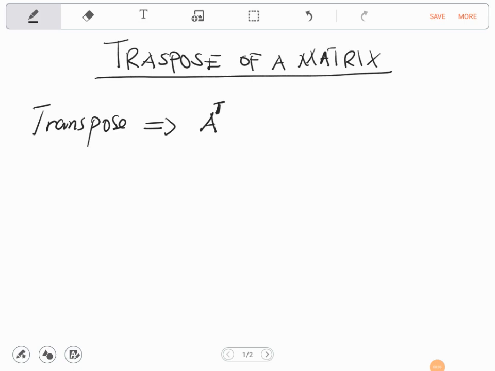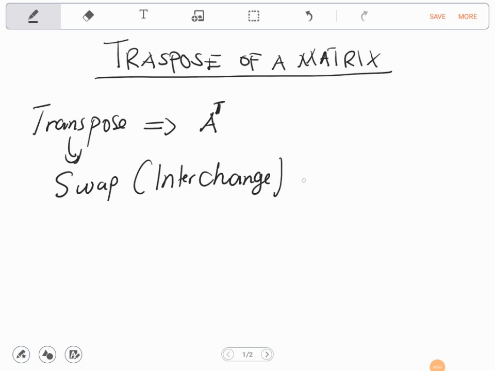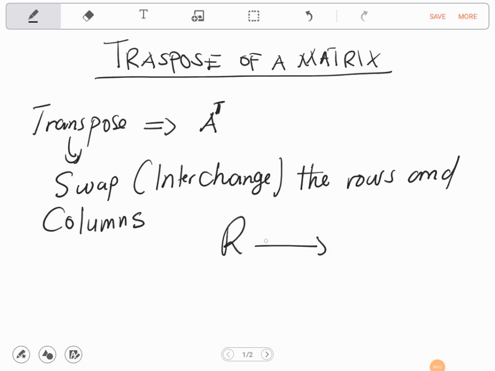Now, what does it mean to transpose? To transpose just means to swap. You swap, or you can say you interchange, what? The rows and columns. That's what the transpose of a matrix is. If you've been given a matrix, you just interchange. Rows become columns, so rows become columns. That's what to transpose is.